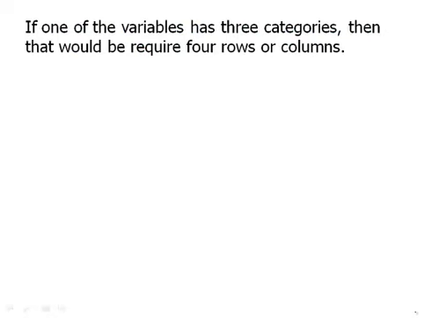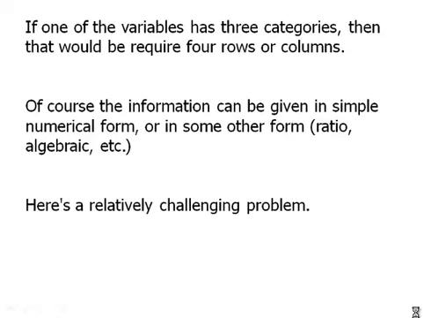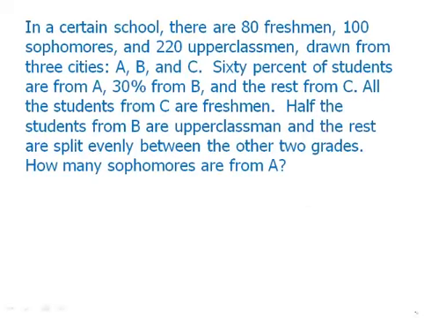If one of the variables has 3 categories, that would require 4 rows or 4 columns, because again, we need 1 for each category as well as 1 for the total. Of course, the information can be given in simple numerical form, as we had in the last problem, or in some other form, ratios or algebraic, something like that. There's many different ways that the numbers can be given. Here's a relatively challenging problem. So pause the video and then we'll talk about this.